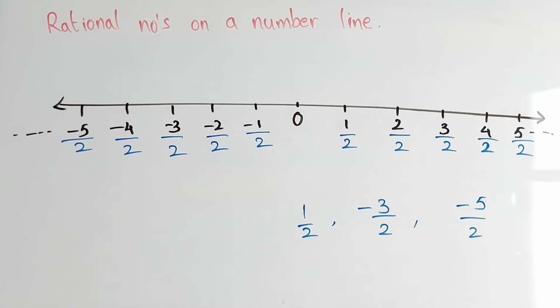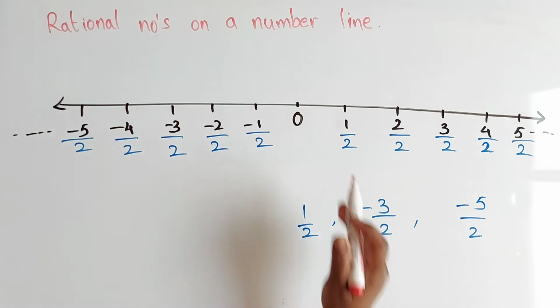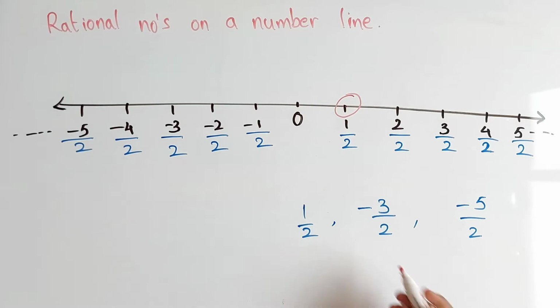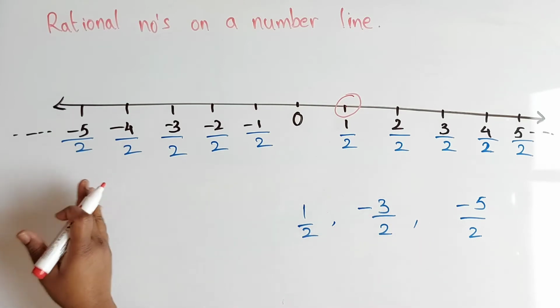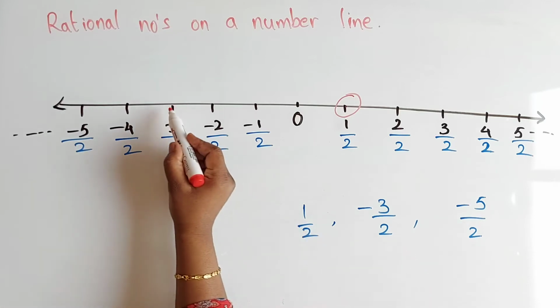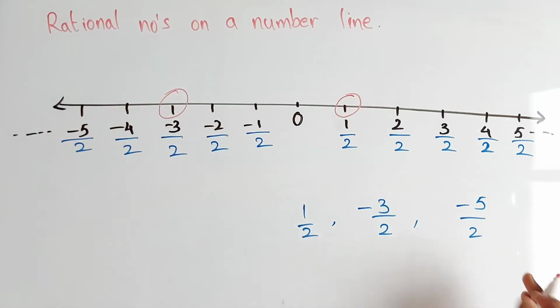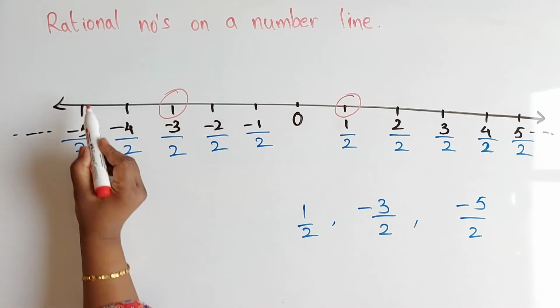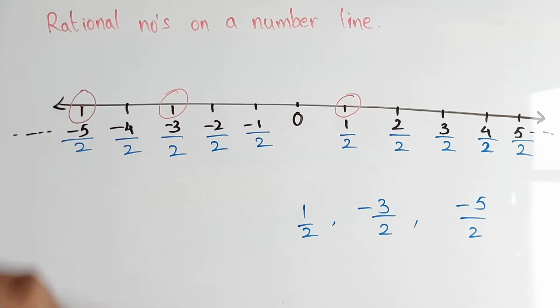Now it is very easy to represent 1 by 2. Where is 1 by 2? It is a positive rational number. So on this side, 1 by 2 is here. Just circle that number. Now minus 3 by 2. It is a negative rational number. So look here, on the left side. Where is minus 3 by 2? This one. Now see minus 5 by 2. This is also a negative rational number, so it will be on the left side. This is minus 5 by 2. We have represented minus 5 by 2 on the number line.